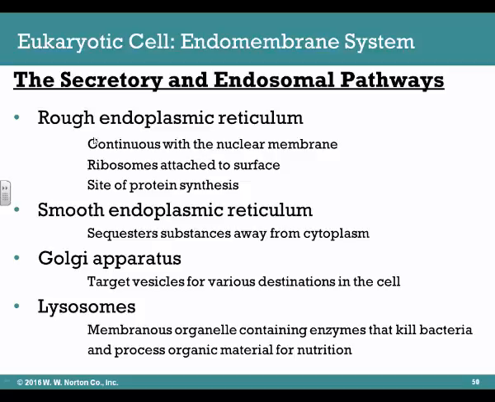So the secretory pathway involves the rough ER, where the proteins are made, and then those secretory elements will then travel through the Golgi apparatus and to the surface of the cell. The smooth ER is where lipids are made. It also is used to kind of store or sequester substances that do not belong in the cytoplasm.